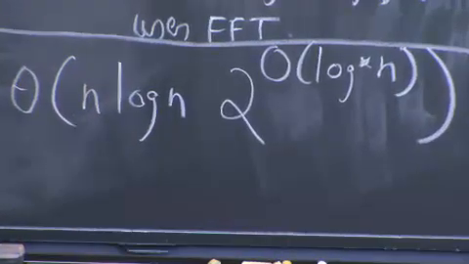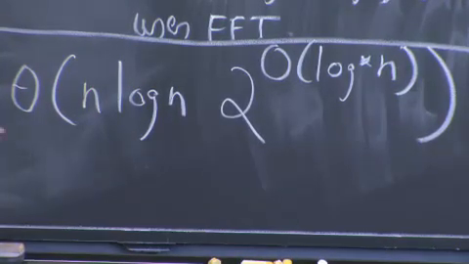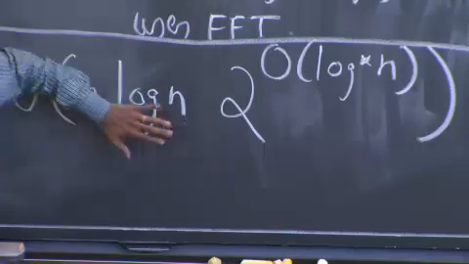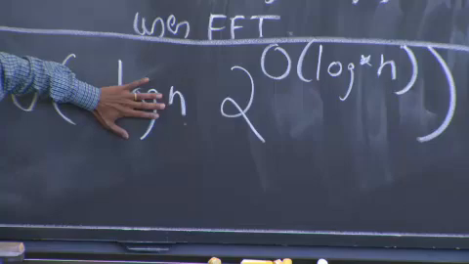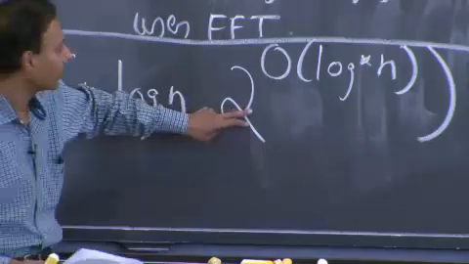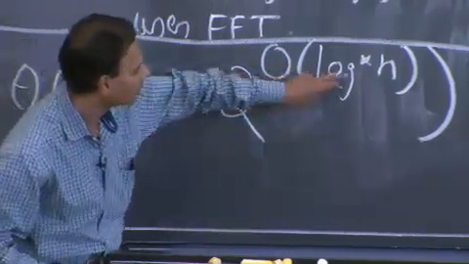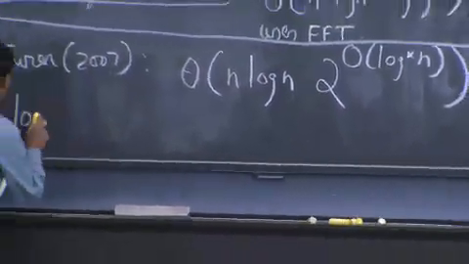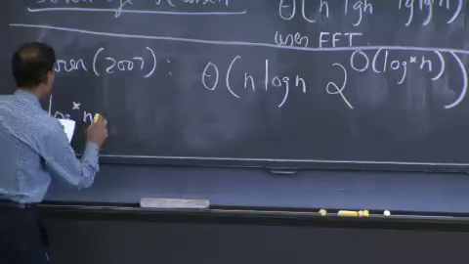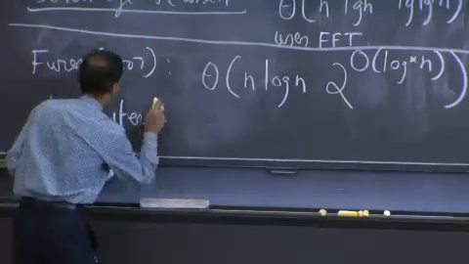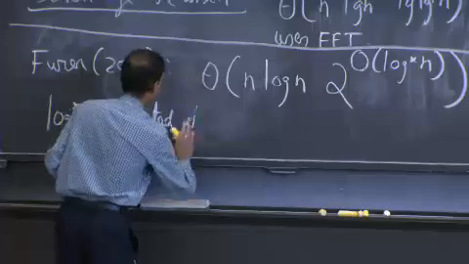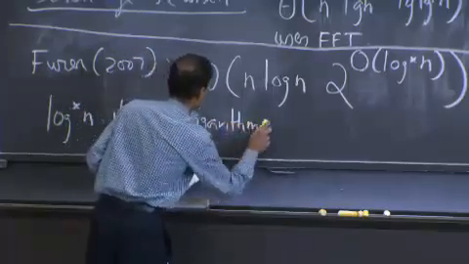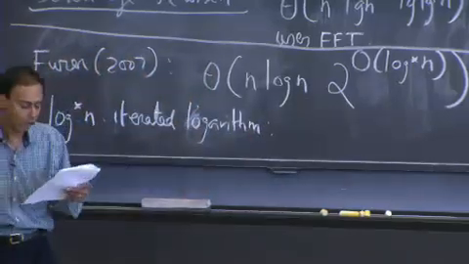Okay, that makes sense? No. I'll have to explain it. Okay, so what does this mean? This part is clear, right? This is like sorting. It doesn't really use sorting, but that's n log n. And then you have this 2 raised to big O log star n. I need to define what log star n is. And log star n is what's called the iterated logarithm.